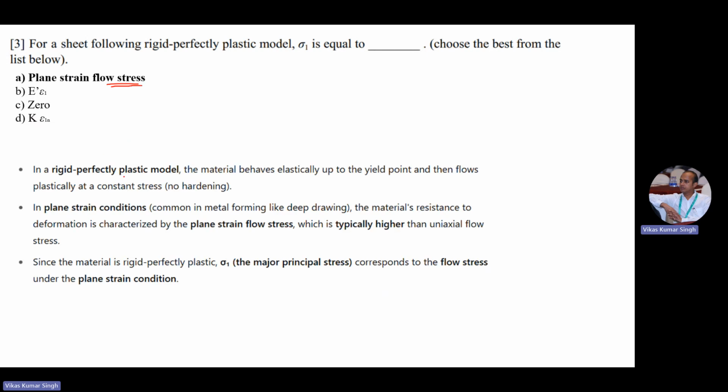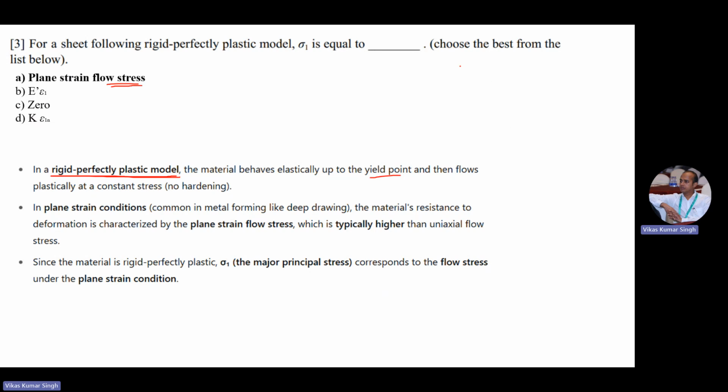In a perfectly rigid plastic model, we have several kinds of models: perfectly elastic, perfectly plastic, elastoplastic, perfectly rigid body, and many more. All are defined by the hardening exponent n, as in the power law sigma equals k into epsilon to the power n. According to that, in a rigid perfectly plastic model, the material behaves elastically up to the yield point, and then flows plastically at a constant stress, with no hardening.